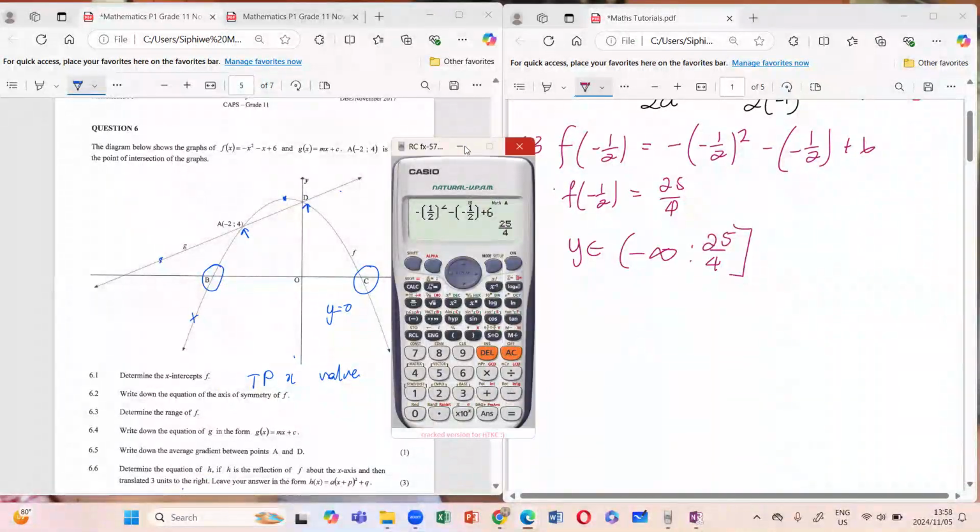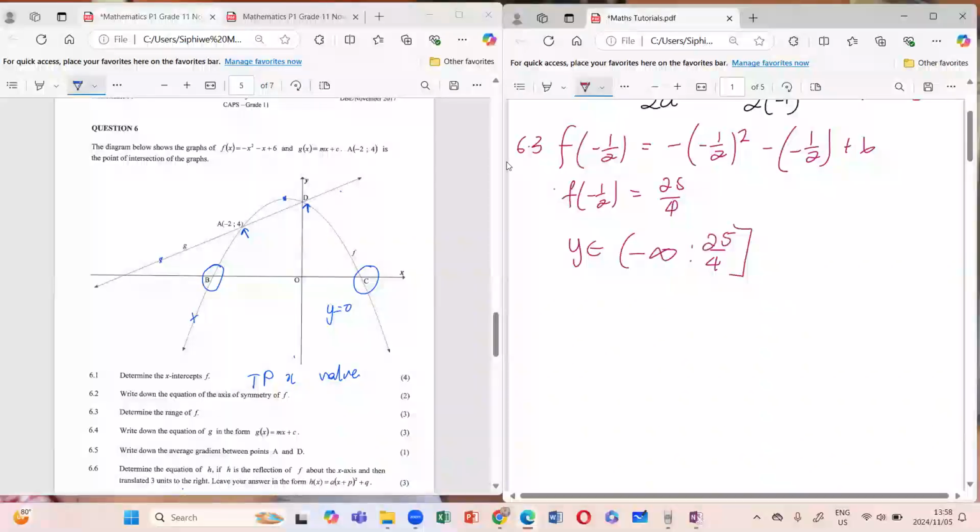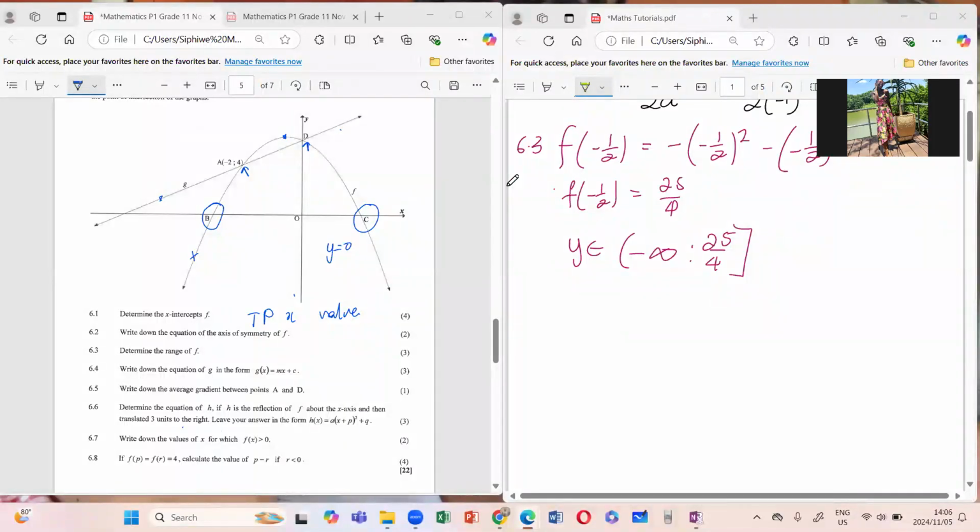In the next question, 6.4 says write down the equation of g in the form g of x equals mx plus c. So we need to find the gradient and also need to find c. Currently we have 1 point, which is A. We need to find the coordinates of D. And what we know at D is that x is 0 because that is on the y-axis, and the value of y is the y-intercept.